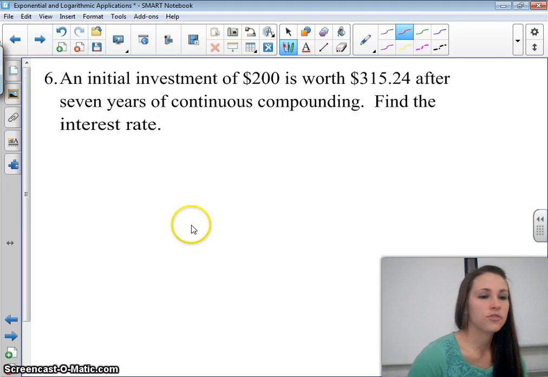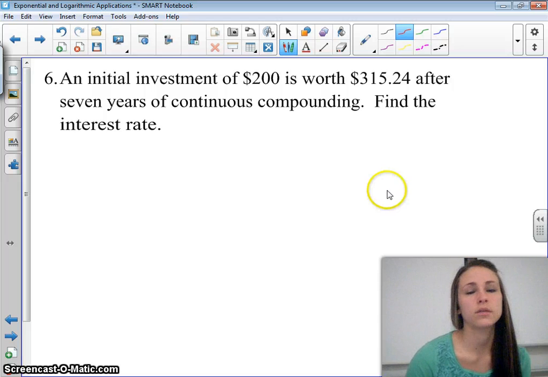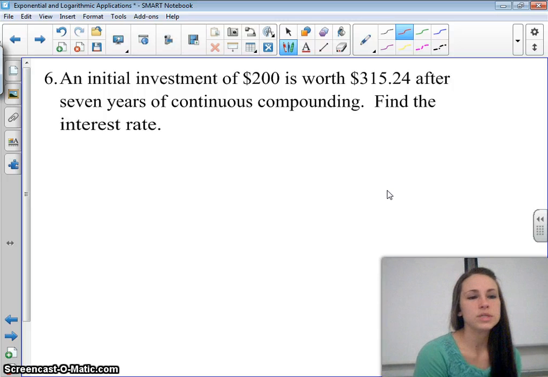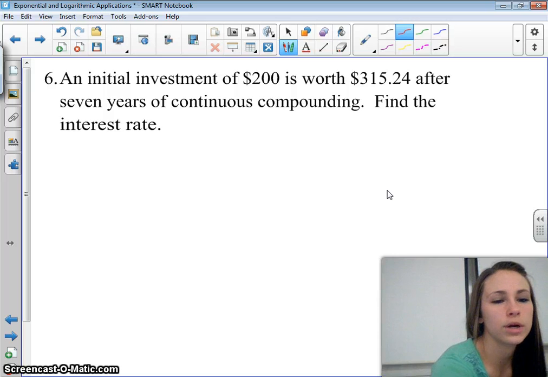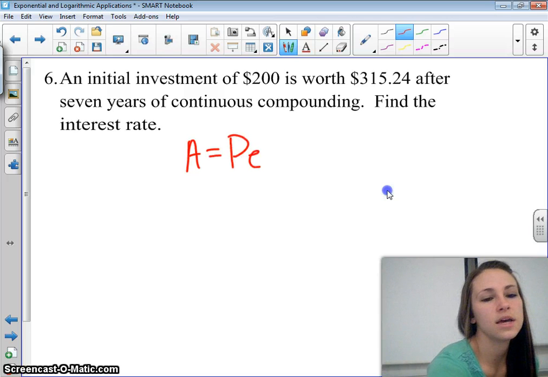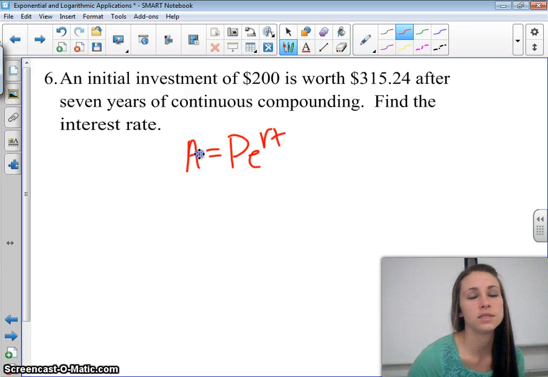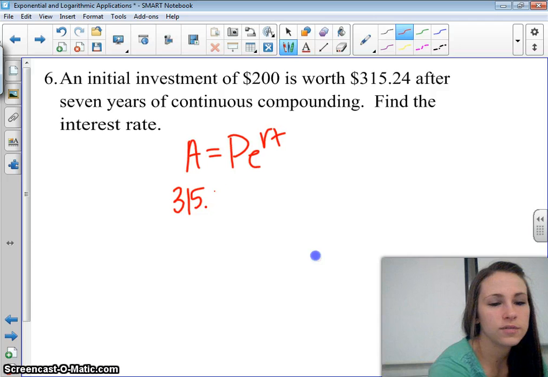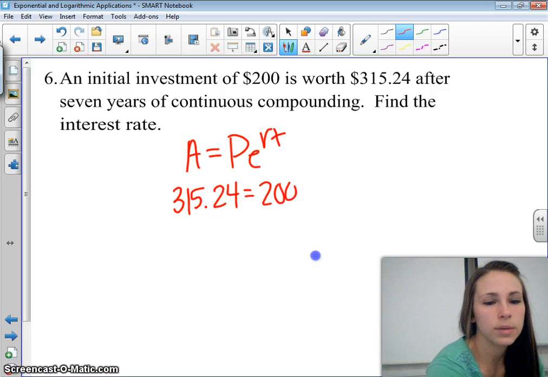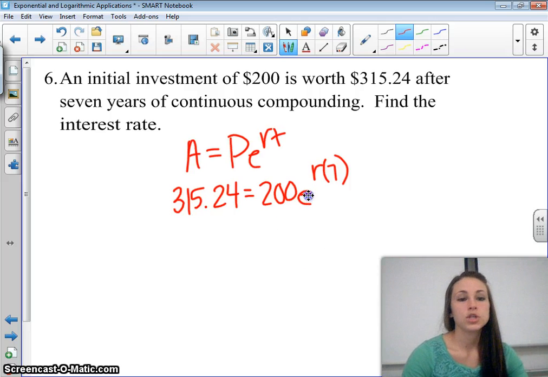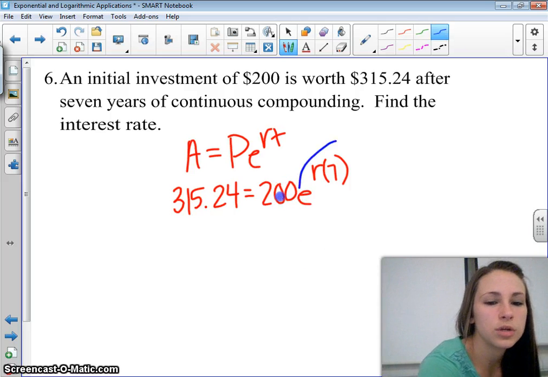Alright, and then this is our final example, and again, all of these are on the worksheet, or I think they're on the Google sheet that I'm giving you, so if you watch this, you can just type in these answers. But this one says an initial investment of $200 is worth $315.24 after 7 years of continuous compounding. The 7 years of continuous compounding tells me that this is the formula that I'm going to need. So if I plug all this in, my final amount is $315.24. My initial amount is 200, e to the, I want to know what the rate is after 7 years.